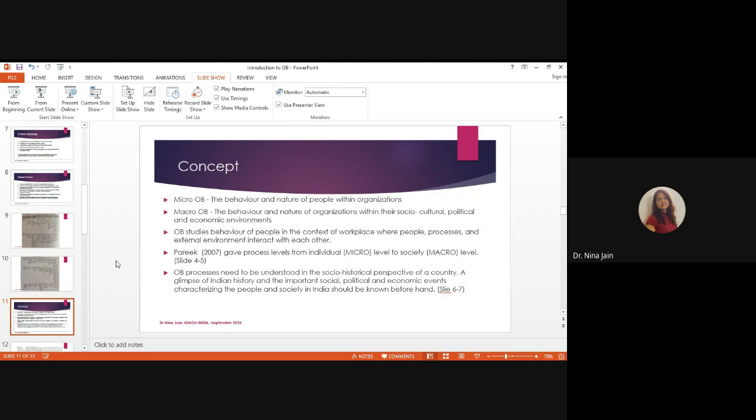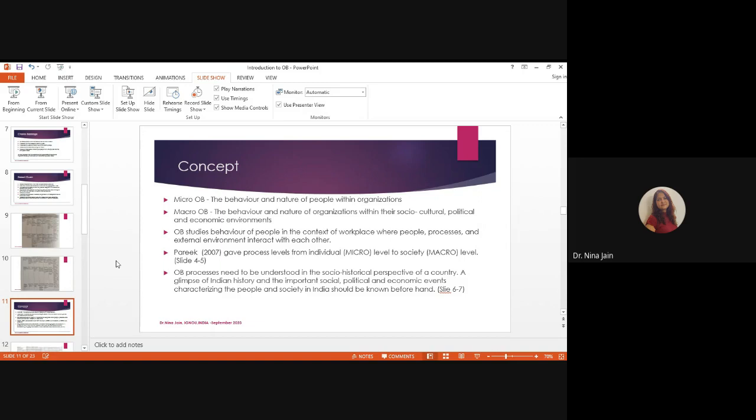So let us go to the concept of organizational behavior. You must be reading about micro organizational behavior and macro organizational behavior. Micro organizational behavior means the behavior and nature of people within the organization, and macro means the behavior and nature of the organization within its social, cultural, political and economic environment, that is outside the organization. So micro means inside, and macro means outside. When we study the behavior and nature of people from inside, it is called micro organizational behavior. And when we study the behavior and nature of people and organization outside the organization, it is called macro organizational behavior. I just want to clear what is micro and macro so you can know about it.